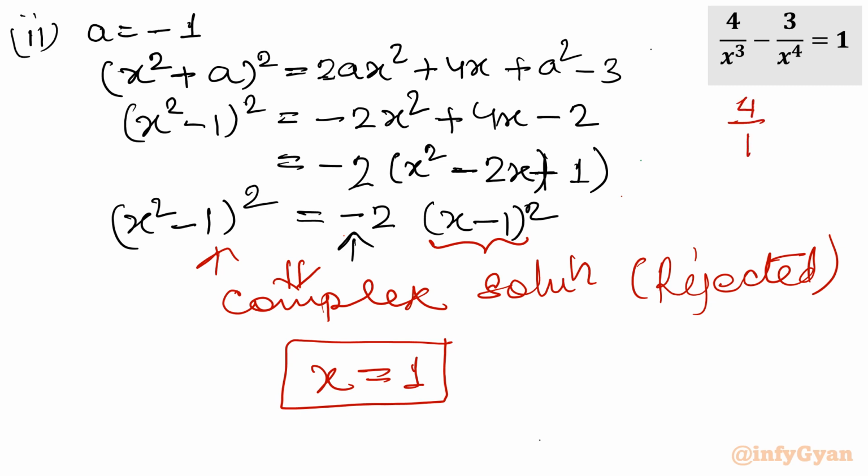4 over 1 cube minus 3 over 1 power 4, 4 minus 3, which is 1, equal to RHS. Verified.